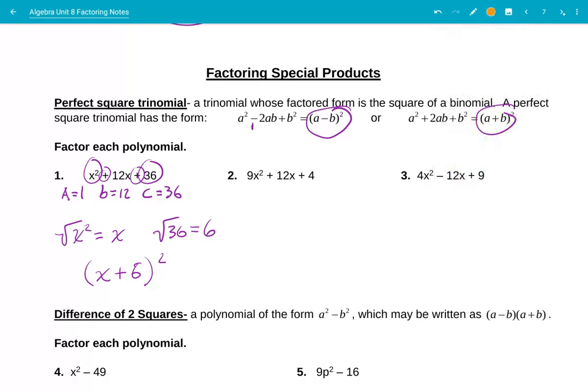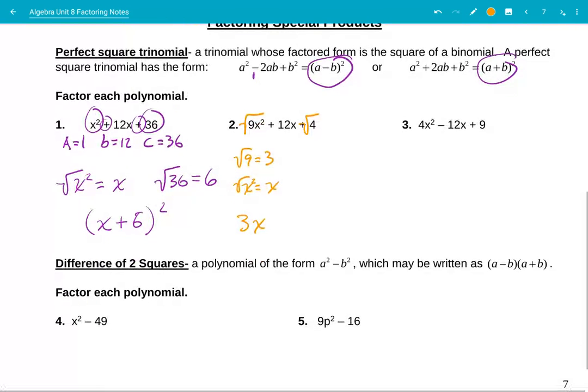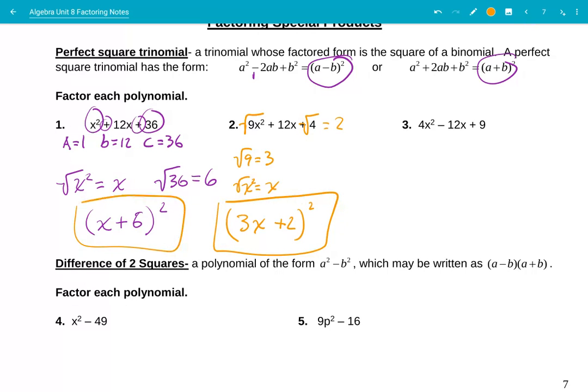Let's see, we got 9x squared plus 12x plus 4. So we really don't need to write out the a, b, and c values. Let's find the square root of the first bit and then the square root of the second bit. So the square root of 9 is 3. The square root of x squared is x. So the first term is 3x. And the square root of 4, that's 2. So here's our answer, right there. There's the first answer.